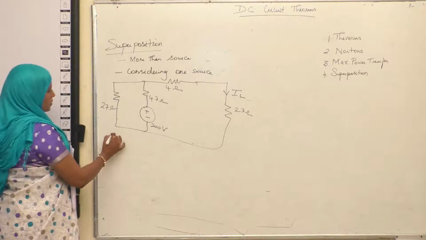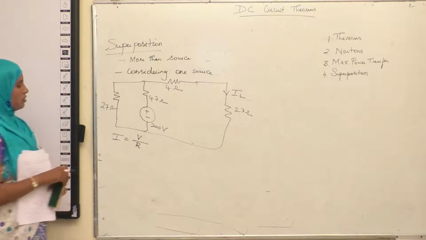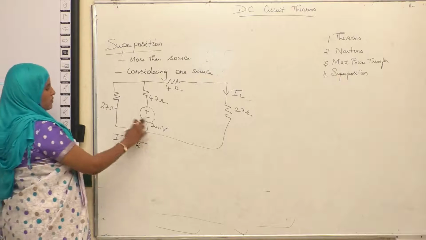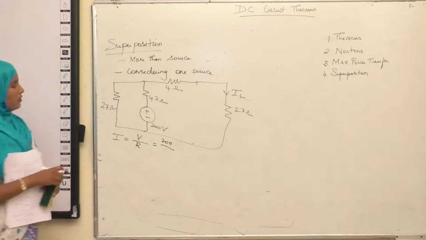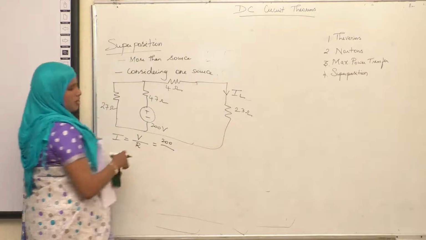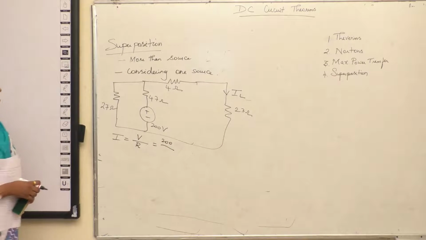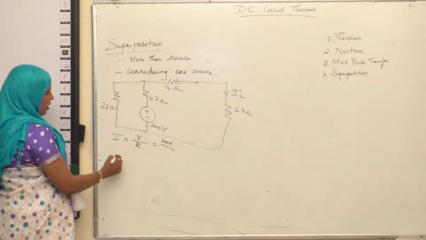You know by Ohm's law, current is equal to V by R. Right? So you know the V value. What is the V value here? 200. R you need to find. So there are 4 resistances here connected in series and parallel. Just find the equivalent resistance. That gives you the value of R.